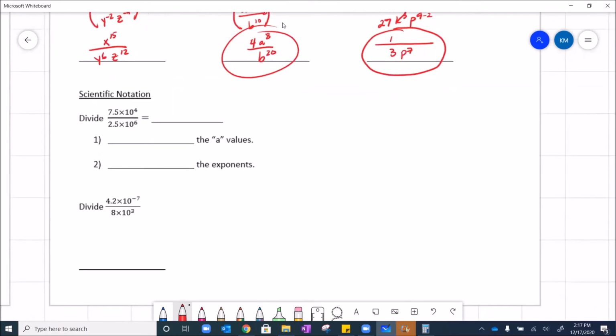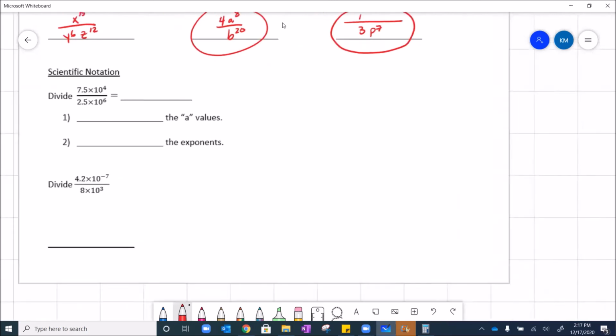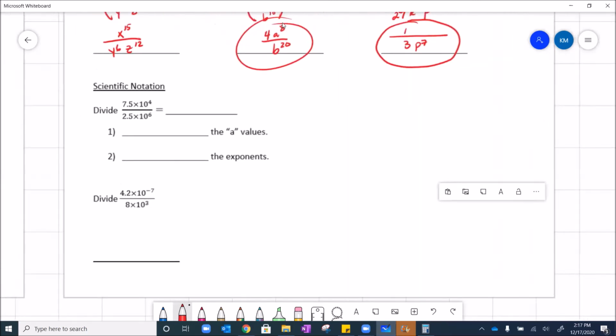Scientific notation. How does this work with scientific notation? The same way. Okay, we take like terms and we divide them by each other. So our numbers 7.5 and 2.5, divide the a values. 7.5 divided by 2.5 is 3.